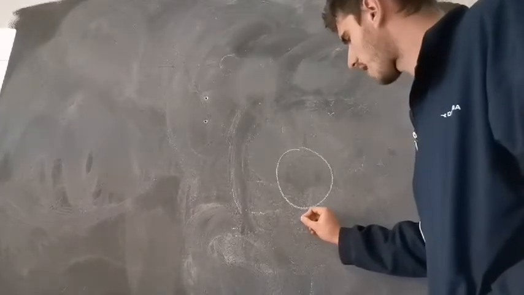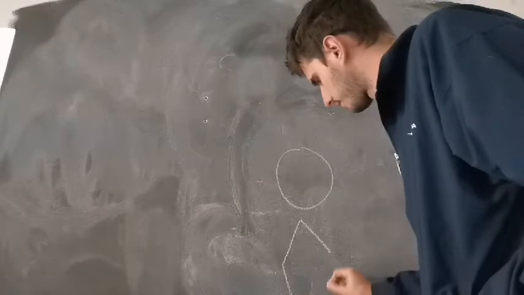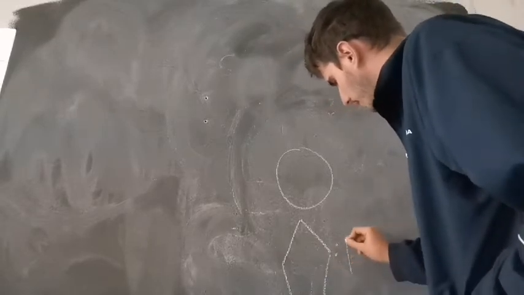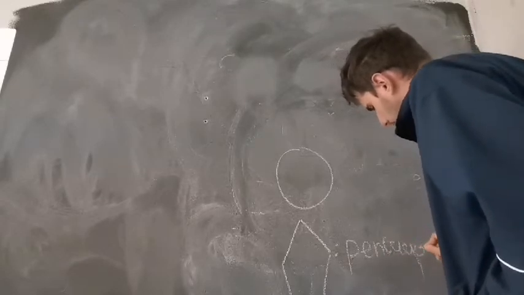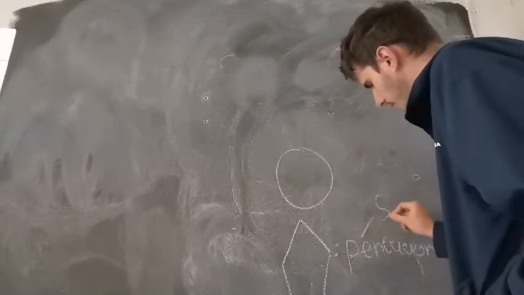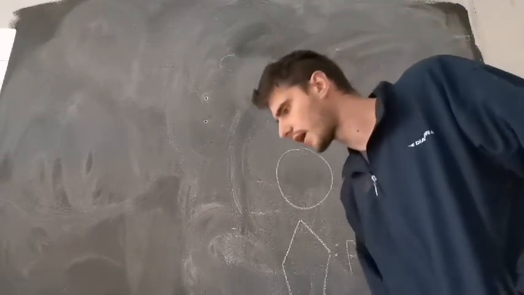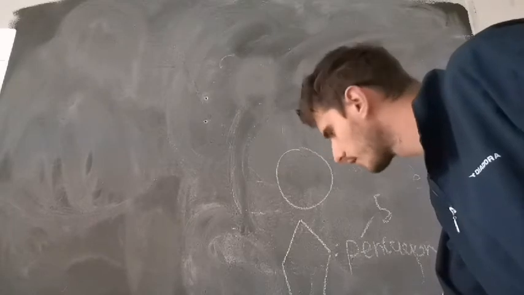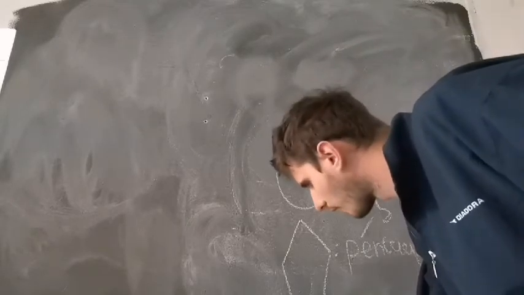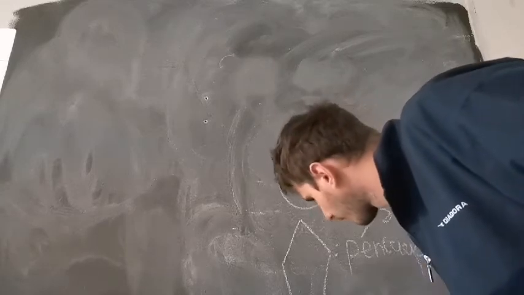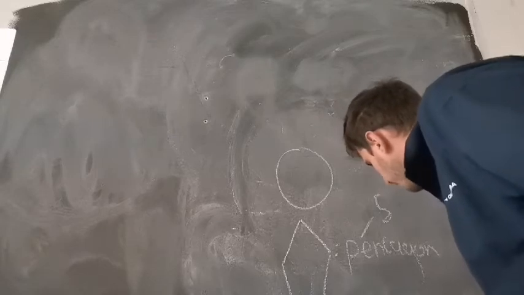Then we have the next one, we've got our pentagon. A pentagon has 5 sides. Penta means 5. Then we've got our hexagon. I hope you guys can still see. Now a hexagon has 6 sides. Hexa means 6.